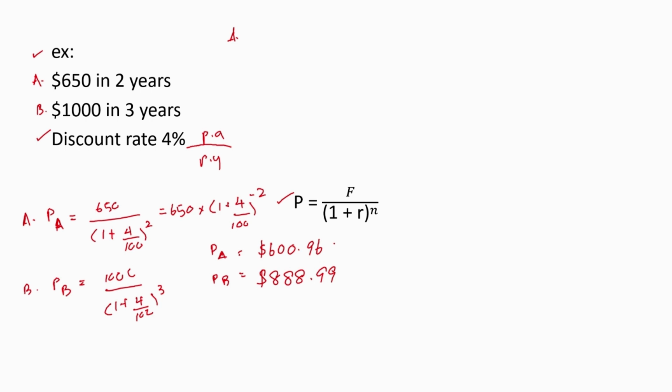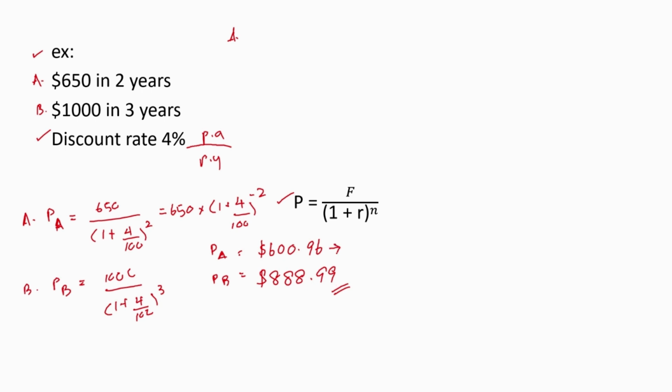Now we can compare these two options because option A is worth $600 now and option B is worth $888 now, which means present values. What would you choose? You choose the higher value, which is option B, which means if you receive $1,000 in 3 years' time, that $1,000 is worth $888 now.